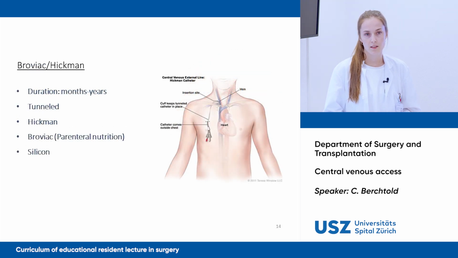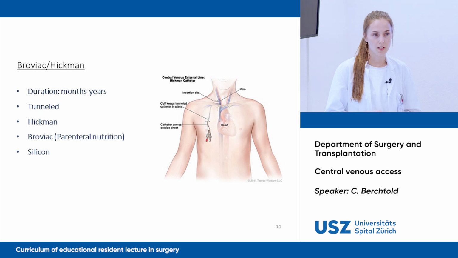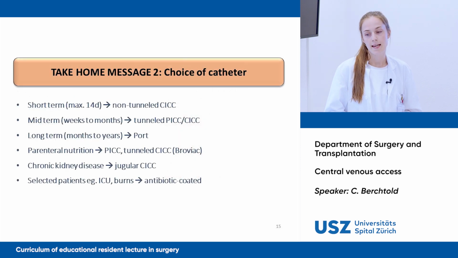Broviac and Hickman are the catheters I told you about before. They can stay in place for months to years. They're tunnel catheters. Today, they are used synonymously, but basically one is a lot larger. The Hickman catheter has a bigger lumen, and therefore they have different indications. The Broviac is the one preferably used for parenteral nutrition. They're made of silicone.